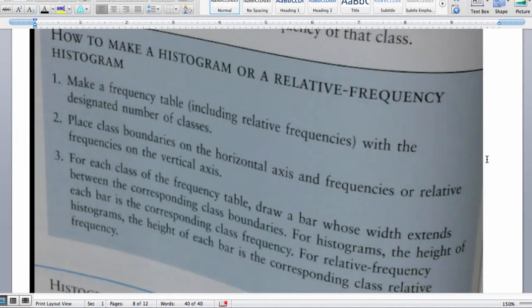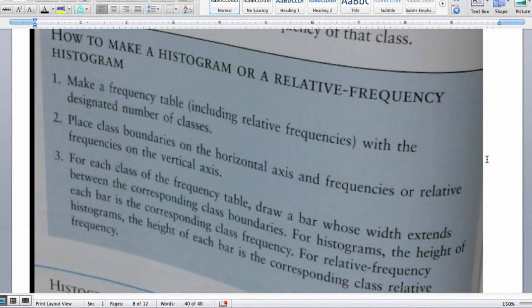Okay, let's talk about how to make a histogram. So you've got your frequency table, and then we have all of that. And now you're going to place your boundaries on the horizontal axis and the frequencies or relative frequencies on the vertical axis. And then for each class of the frequency table, you're going to draw a bar whose width extends between the corresponding class boundaries.